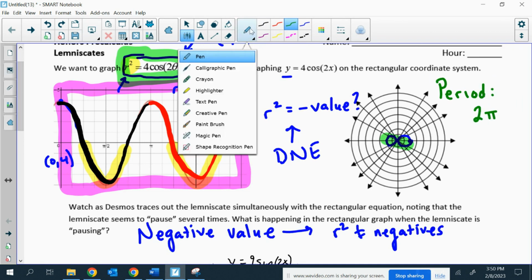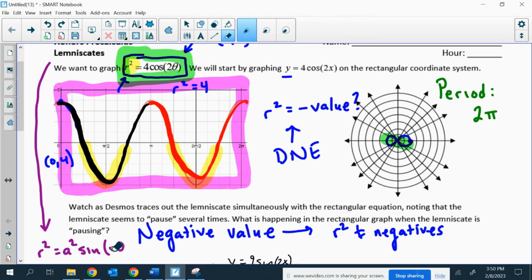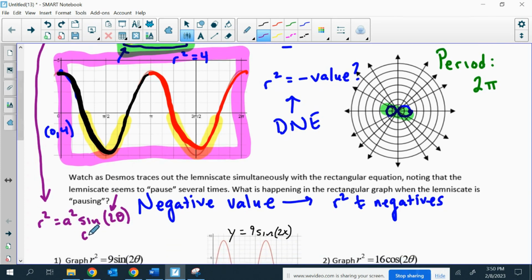Now, I guess we should formally define what a lemniscate is. A lemniscate is something of the form r squared equals a squared sine or cosine of 2 theta. So this is not just any old n. We need the number 2 to be in there. So this could be a sine or a cosine, but it has to be of this form.